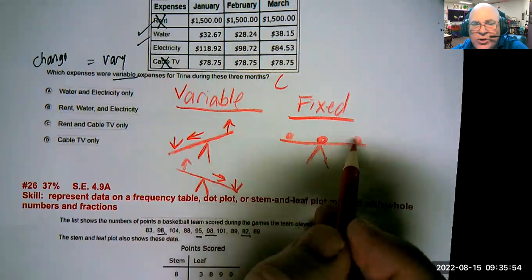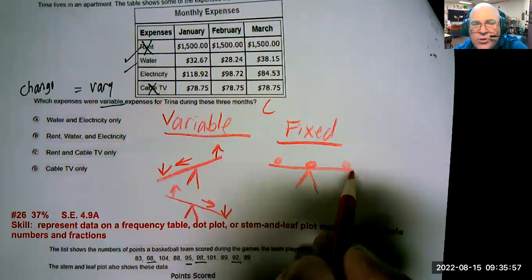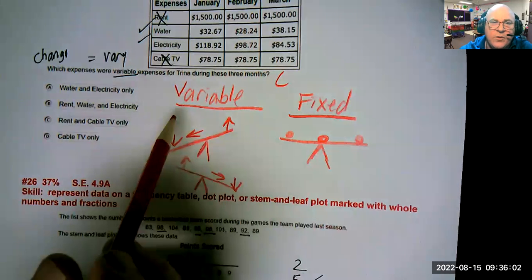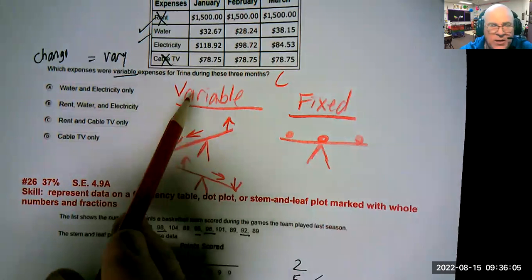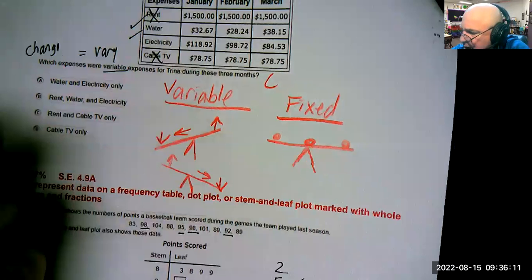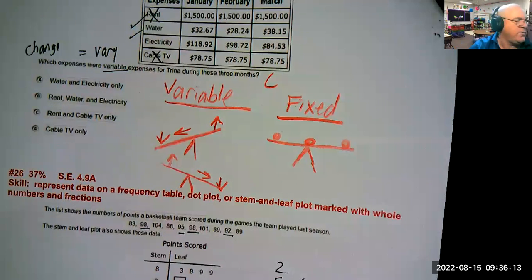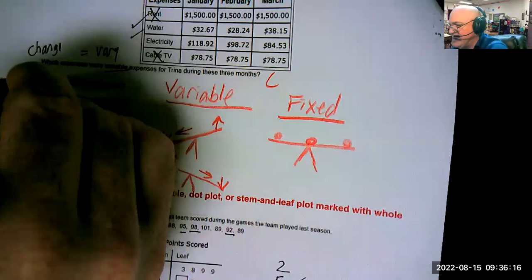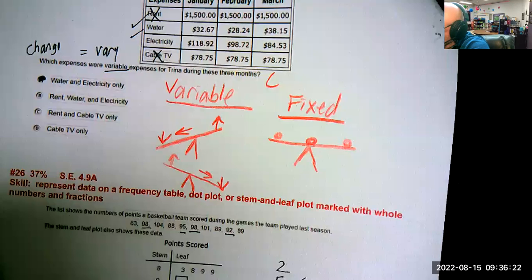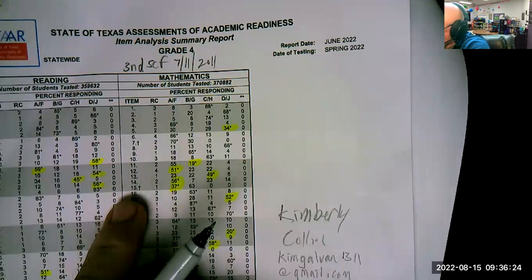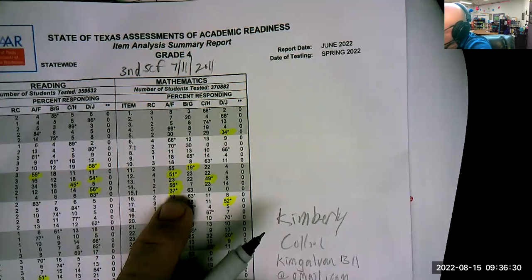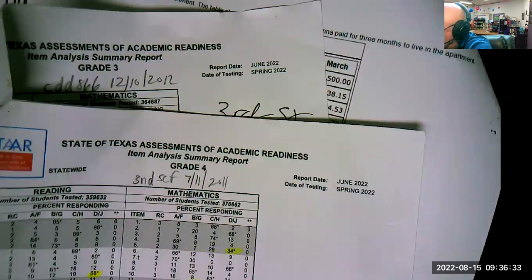So this would be January, February, and March. The ones that were variable, the ones that vary and change, are the only ones that are left, the water and the electricity. So our answer is going to be letter A. And I always like to double check. Let me show you, that's number 15 on the fourth grade math. There's 15. And so it's only 37% of the kids got it correct.